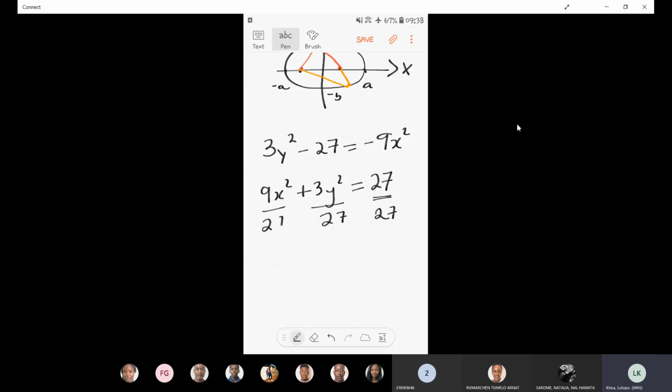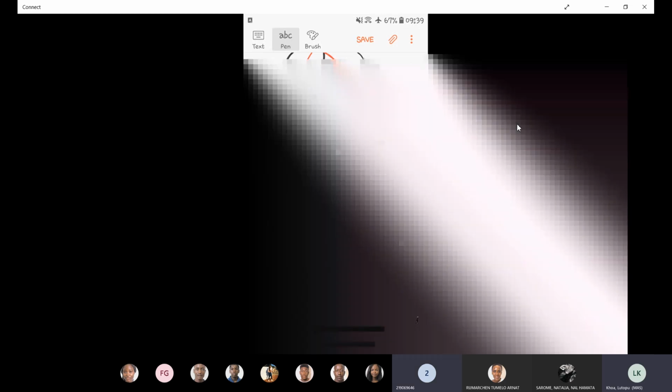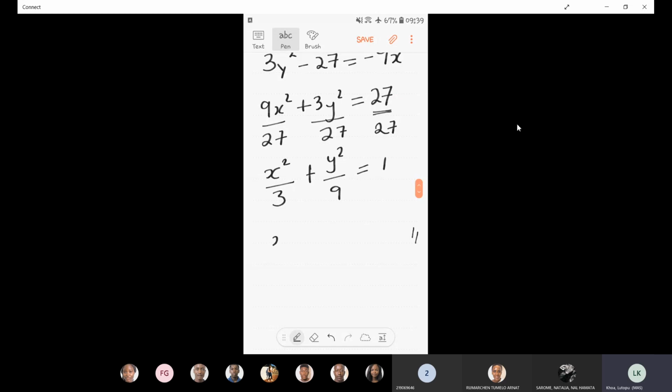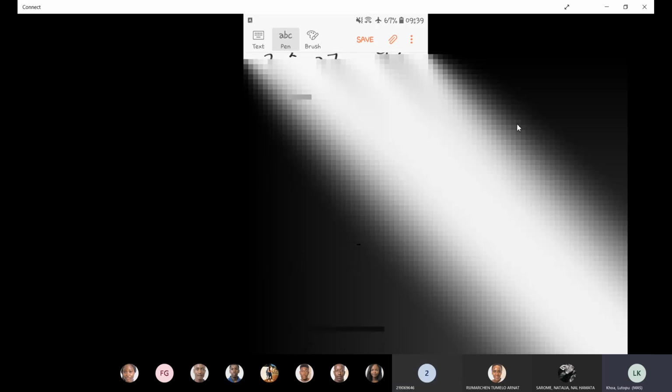So I have x squared over 3 plus y squared over 9, and then this is equal to 1. And then just to write it in standard form, I have x squared over the square root of 3 squared, because I must have x squared over a squared. So square root of 3 is my a, and then plus y squared over 3 squared.